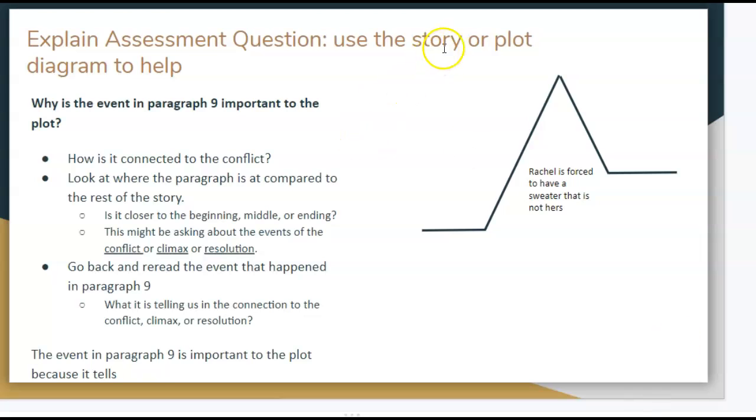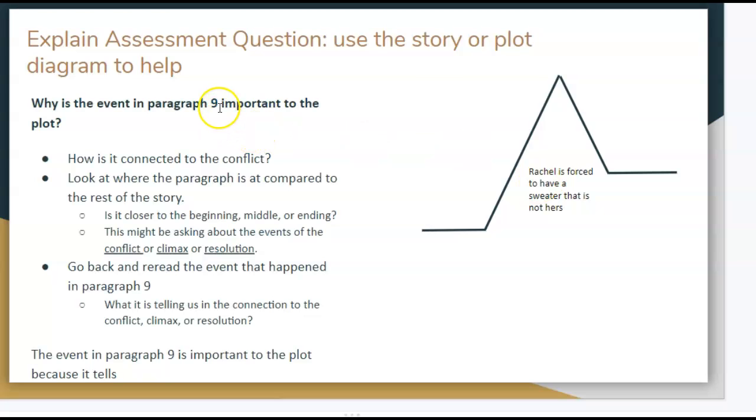So when they're asking us why is the event in paragraph 9 important to the plot, this is going to be a plot question. And so what I do is I always make a little plot out to the side of the question. And then I write in the center my conflict, which for this story is: Rachel is forced to have a sweater that is not hers.